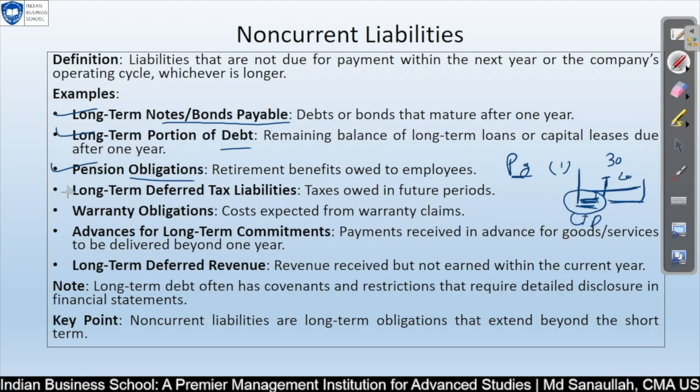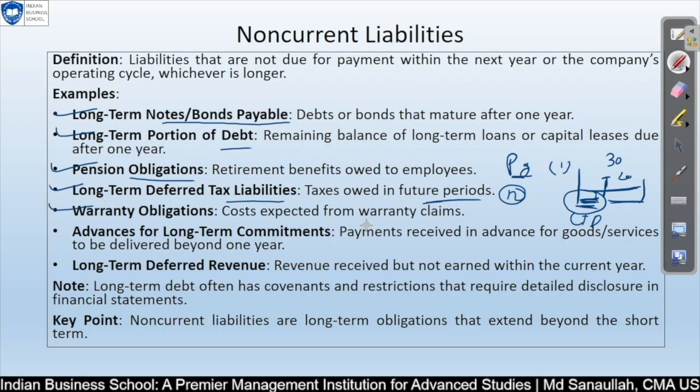Similarly, long-term deferred tax liability: anything we are going to pay to the government in a future period, after 12 months or after 1 year, will be your deferred tax liability. That is an obligation, and there would be a deferred tax asset in case we have paid extra cash to the government compared to our financial net profit.